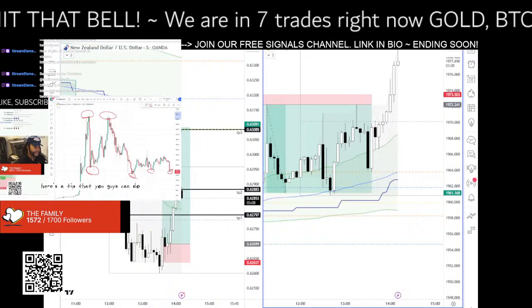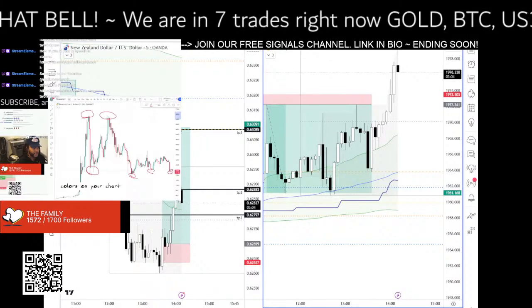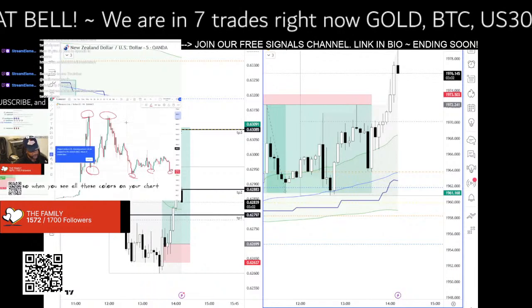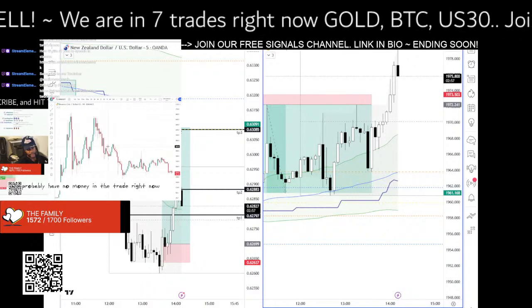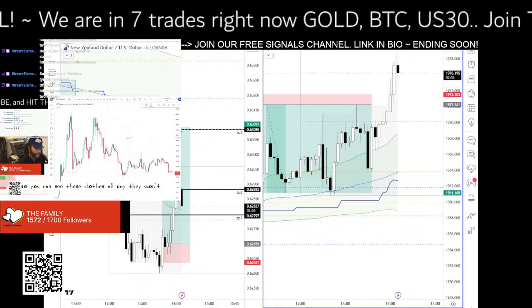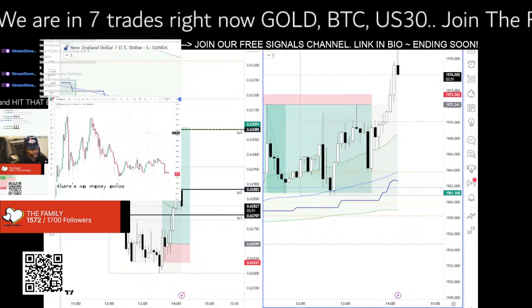And here's a tip that you guys can do. This goes into the second tip: colors on your chart. When you see all these colors on your chart, right now you probably have no money in the trade. So you can see these colors all day. You have no emotions. You're in your logical brain. There's no money on the line.